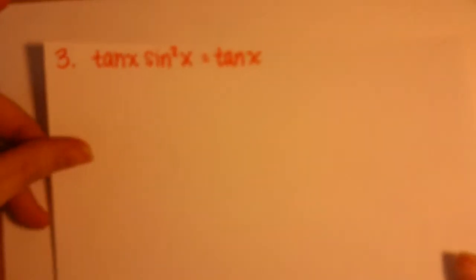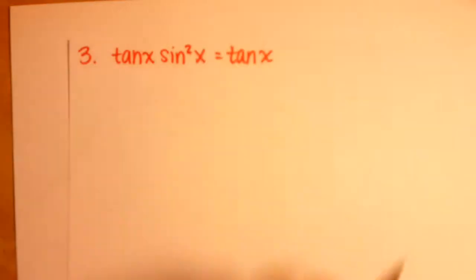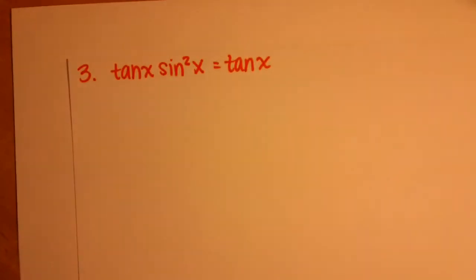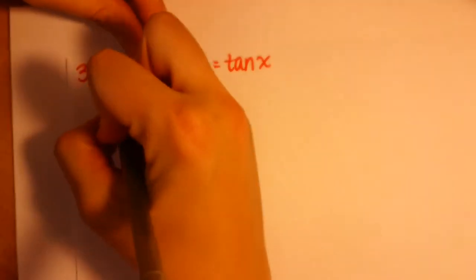Now let's look at one more example here. This one will involve tangent. So we'll have tangent of x times sine squared of x equals tangent of x. Looking at this, we don't see too much we can do, but let's start by pulling out a tangent of x.